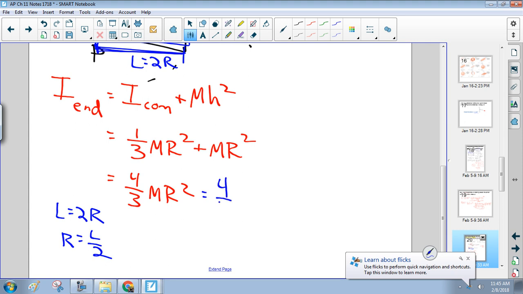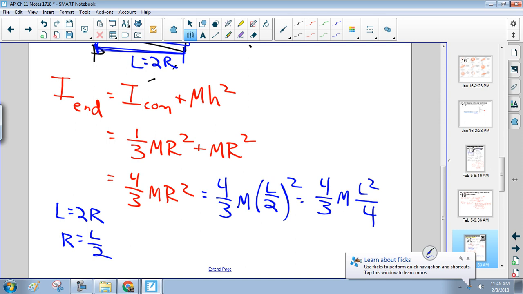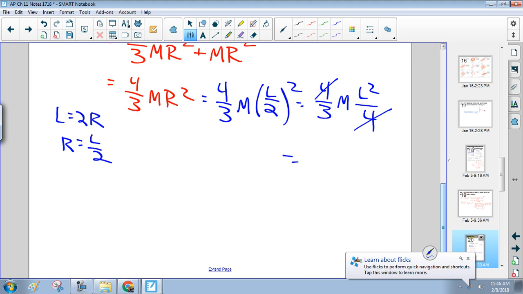So I get 4/3 m times, instead of r squared, I'm going to have L over 2 squared, which is 4/3 m times L squared over 4. And the 4's cancel. And you get 1/3 mL squared, where L is just the length of the whole stick, right?